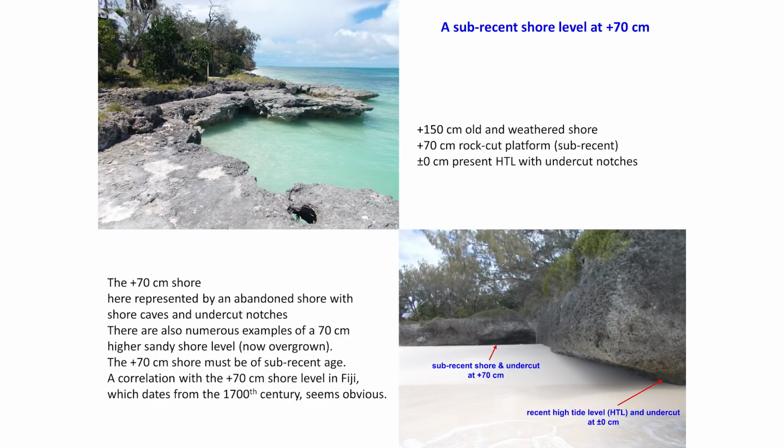Now comes some interesting thing here. This very nice rock cut platform is fresh. It's not eroded and not weathered at all. This one, which is another rock cut platform at 150 centimeters height, about high tide level, is very strongly weathered. This is not strongly weathered. And then you have the present undercut.